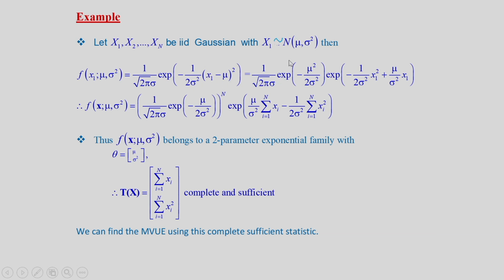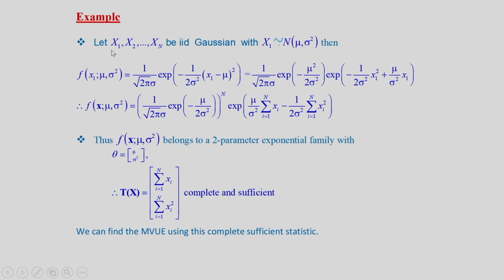So, this we can express in the exponential family of distribution like this: 1 by root over 2 pi sigma into exponential of minus mu square by 2 sigma square into exponential of minus 1 by 2 sigma square x1 square plus mu by sigma square into x1.